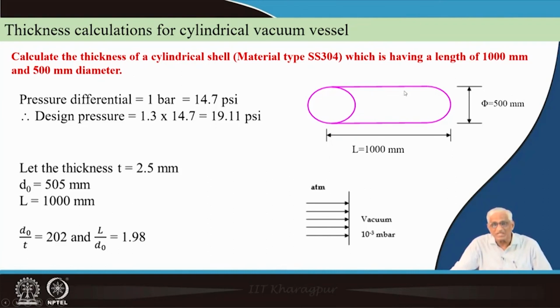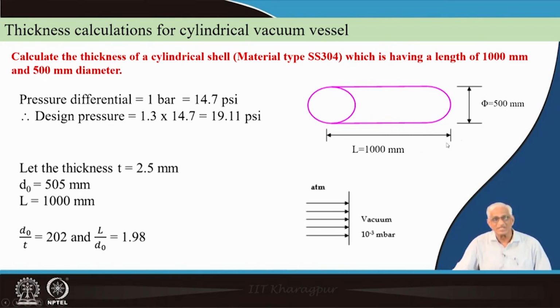In our present case, we have taken SS304, the length as 1000 millimeter, that means 1 meter, and the diameter as 500 millimeter, 50 centimeters. It is typical of many chambers that we see in laboratories or even small scale industries. But in very large scale industries, the chambers may be the size of this building, like space simulation chambers or particle accelerators. Accordingly, these L and D values will vary in the calculations.